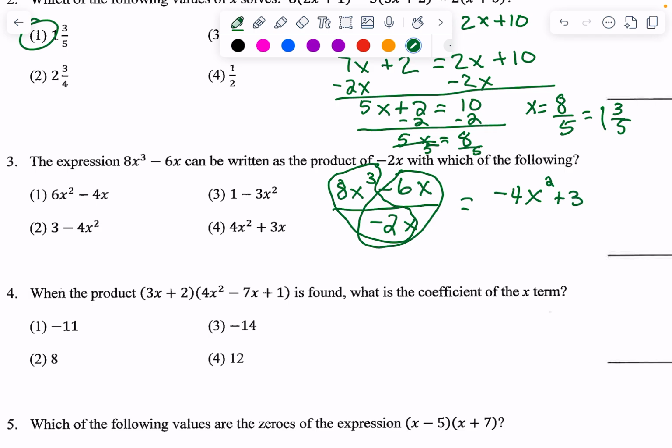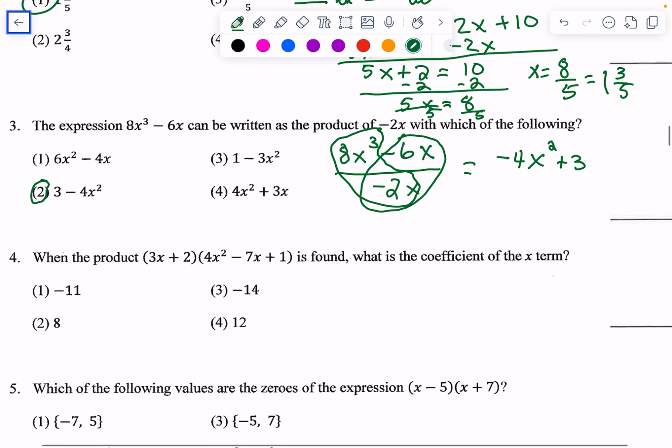Now, the only thing is, in the answer, number 2, they switch it around. You can switch it as long as the sign to the left of the term stays with it. Okay?